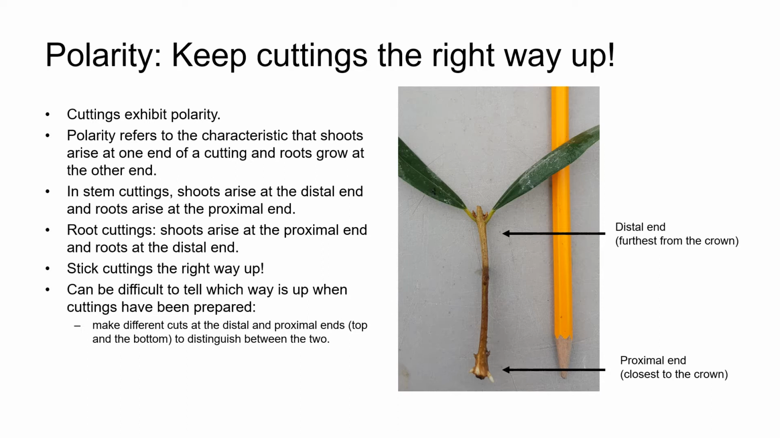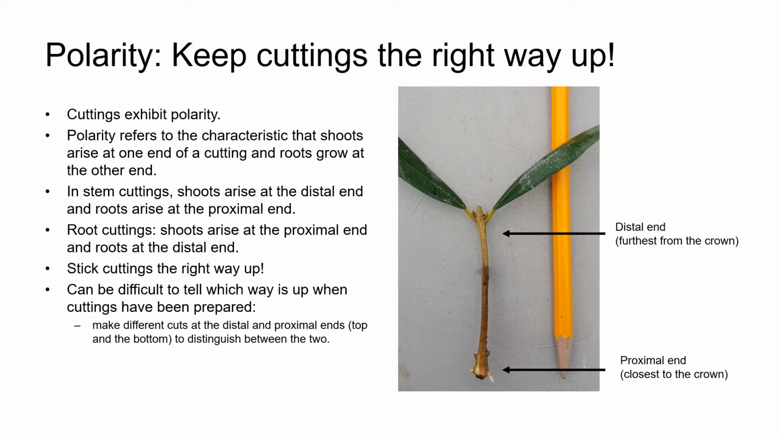Cuttings exhibit polarity. Polarity refers to the characteristic of shoots arising at one end of a cutting and roots growing at the other end. In stem cuttings, shoots arise at the distal end and roots arise at the proximal end. The distal end is the end furthest away from the crown of the plant, and the proximal end is the one closest to the crown. Root cuttings also exhibit polarity, but shoots arise at the proximal end and roots at the distal end with root cuttings. The take-home message from the concept of polarity is always stick cuttings the right way up.